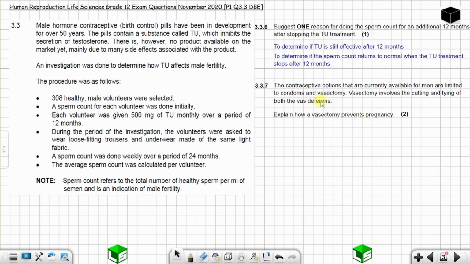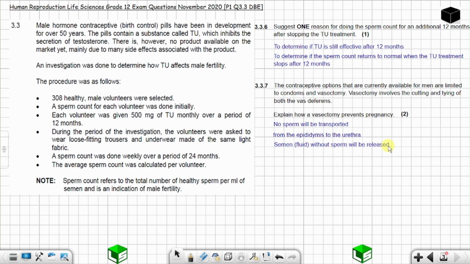So the vas deferens or the sperm duct is responsible for transporting the sperm from the epididymis to the urethra. So when they cut the sperm duct or the vas deferens, the sperm will not be transported. You are going to have only semen without sperm ejaculated. So you can answer this question as no sperm will be transported from the epididymis to the urethra and semen without sperm will be released.